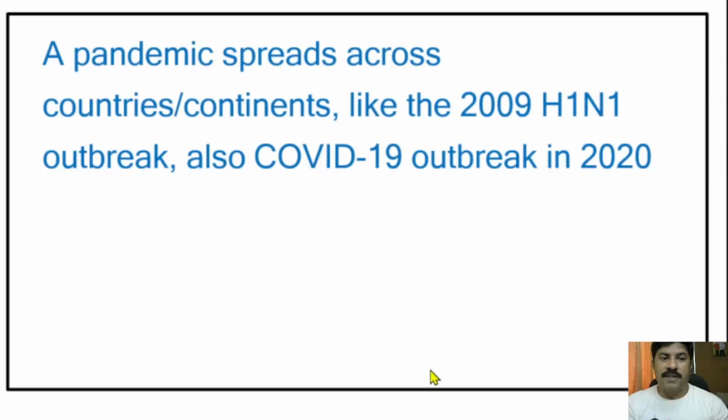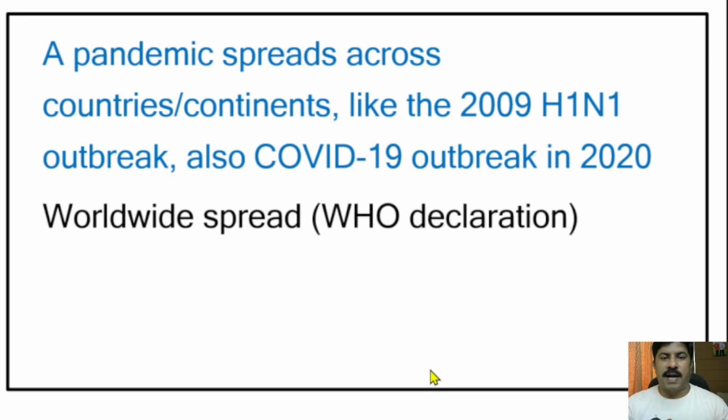A pandemic spreads across countries or continents, like the 2009 H1N1 outbreak. There is also the COVID-19 outbreak in 2020. It started in 2019 in China. Then the main spread happened in 2020 and it became a pandemic. Another key feature of a pandemic is worldwide spread, and it has to be announced as a pandemic by WHO. Then only will it be considered a pandemic disease.